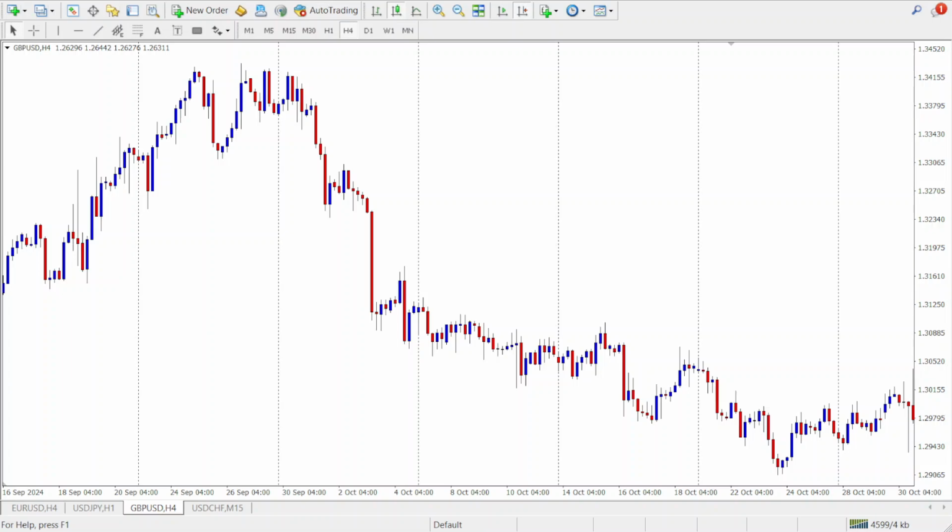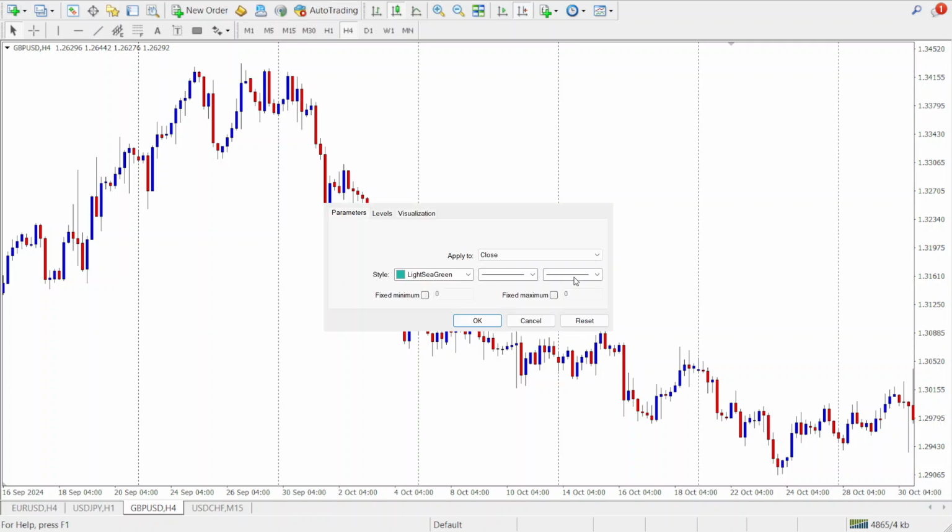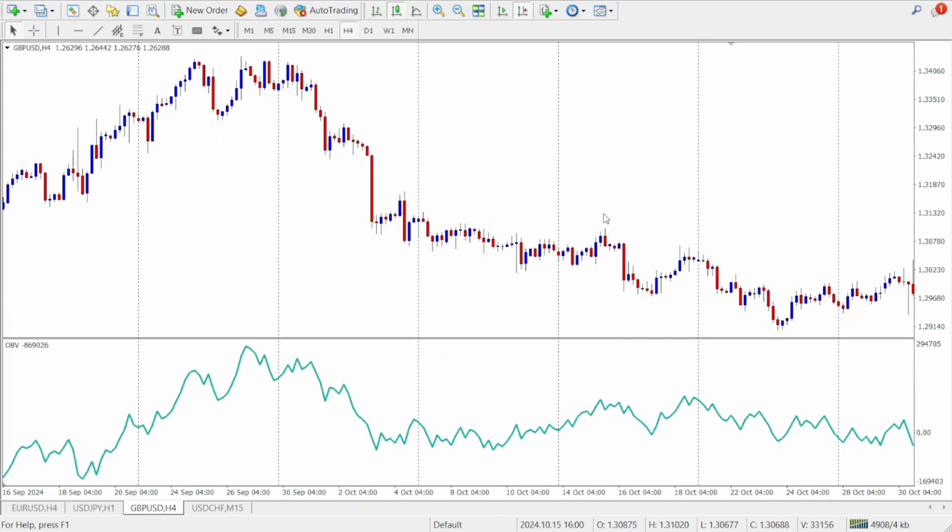Okay, now let us jump into it. First of all, let us talk about the unbalanced volume. I'm going to be adding the unbalanced volume to the chart right away. All right, so this is the unbalanced volume, the OBV. This indicator was developed by Joseph Granville and is one of the most popular volume-based indicators used in technical analysis. Now, here is how it works.